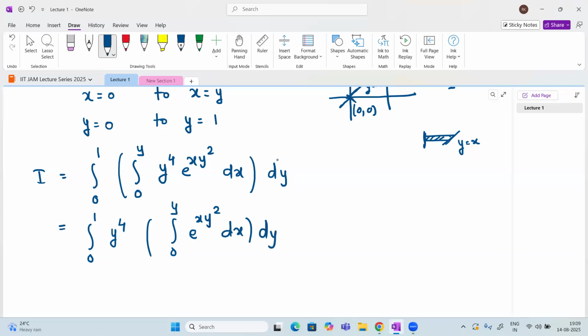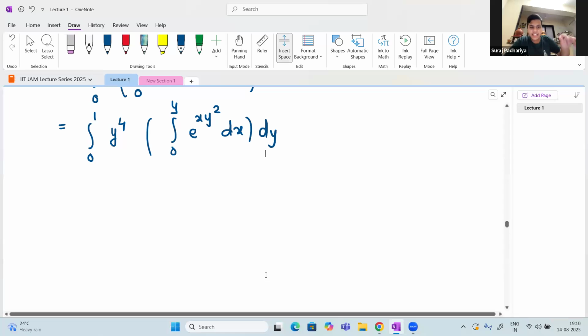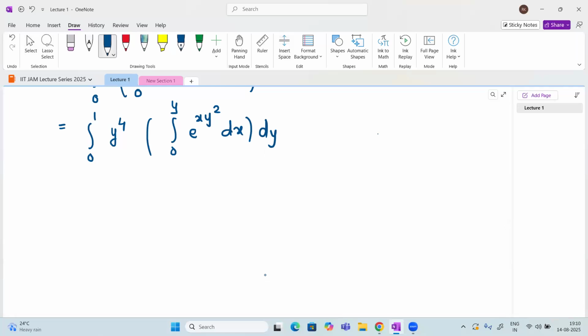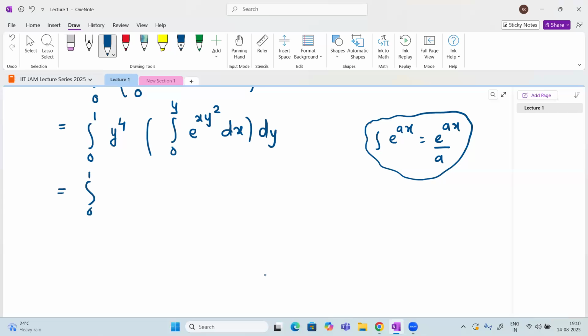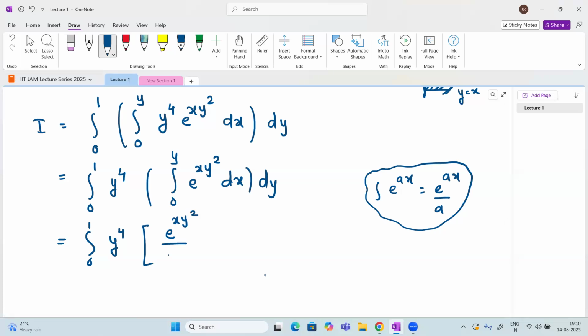What is this integration now? e raised to xy square divided by y square. Exactly. Which formula do we have to use? The integral of e raised to ax is e raised to ax upon a. Whatever the constant multiple of x is, we always write it in the denominator when we integrate. Here the constant multiple is y square. So it will be e raised to xy square upon y square with limits 0 to y, dy.